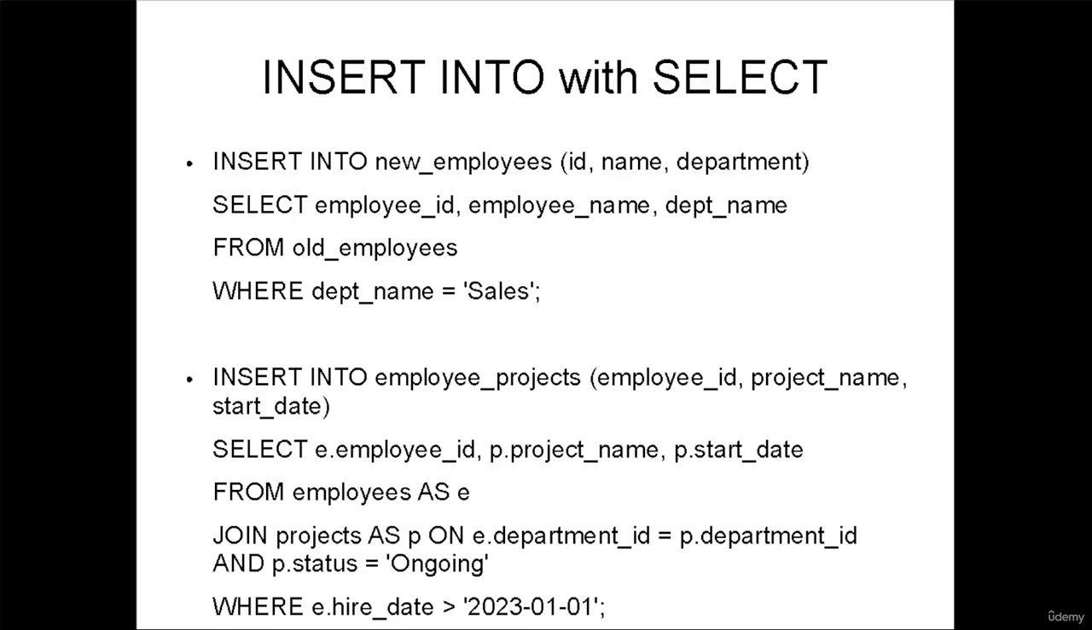Insert into new_employees, ID, name, department. Select, employee_ID, employee_name, department_name. From, old_employees. Where, department_name equals sales. This SQL query inserts data into the new_employees table, pulling the employee ID, name, and department name from the old_employees table, but only for those in the sales department.